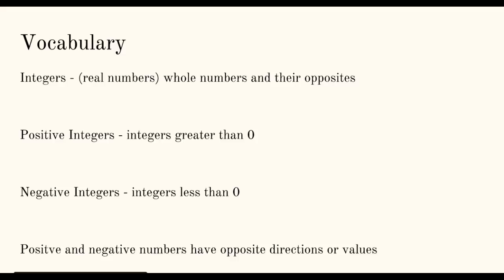Positive and negative numbers have opposite directions or values. That means 3 is the opposite of -3. 7 is the opposite of -7. Before we move on, notice that I haven't given you any numbers like -1/3. That's not an integer. -25/100, that's not an integer. 7 3/4, that's not an integer. So we're just talking about positive numbers like 1, 7, and 8, and negative numbers like -100, -205, -307.